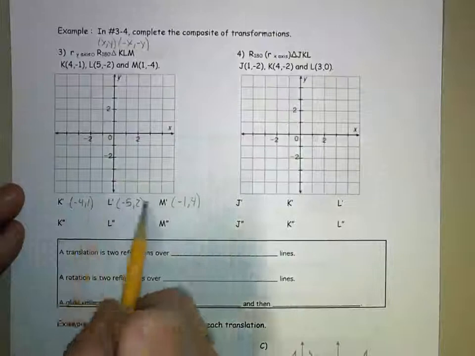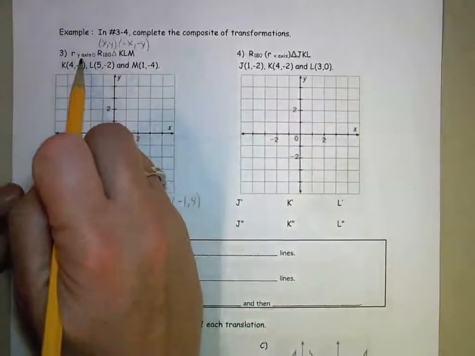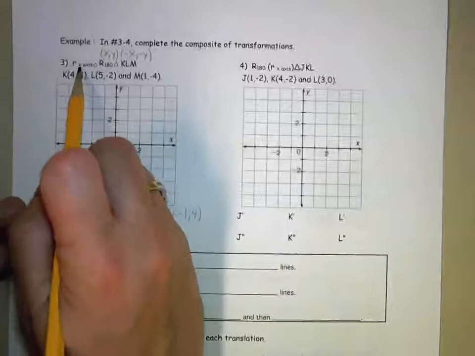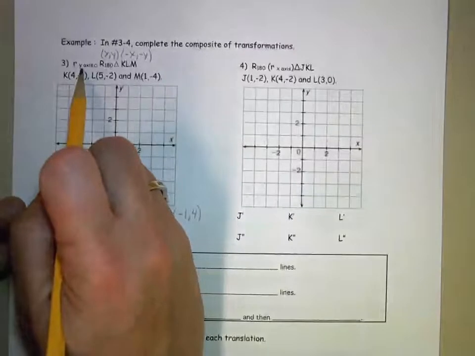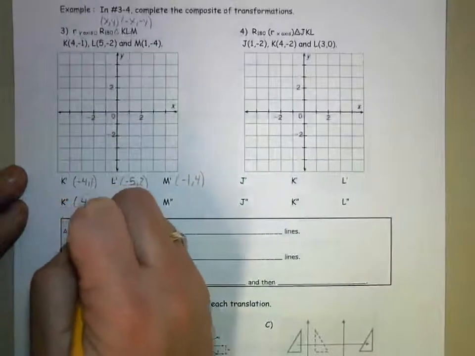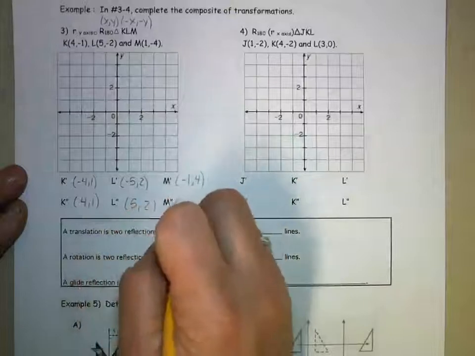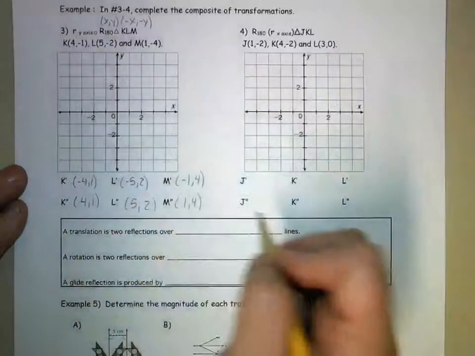And then we take these new points and we reflect over the y-axis. If you reflect over your y-axis, then you change your x. So this would become 4, 1, 5, 2, and 1, 4.